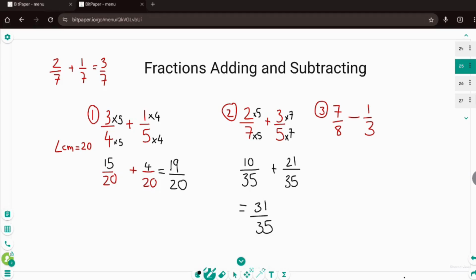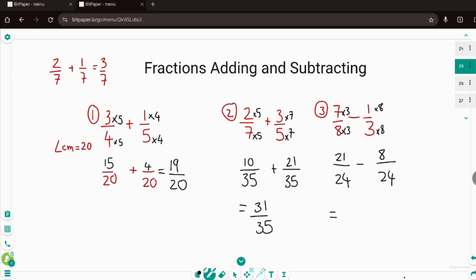So this is a subtraction, but as you can see, we do start off in the same way. What is the lowest common multiple of 8 and 3? 24. What do you multiply 8 by to get 24? It's 3, so let's multiply the numerator by 3. What do we multiply 3 by to get 24? It's 8, so let's multiply the numerator by 8.